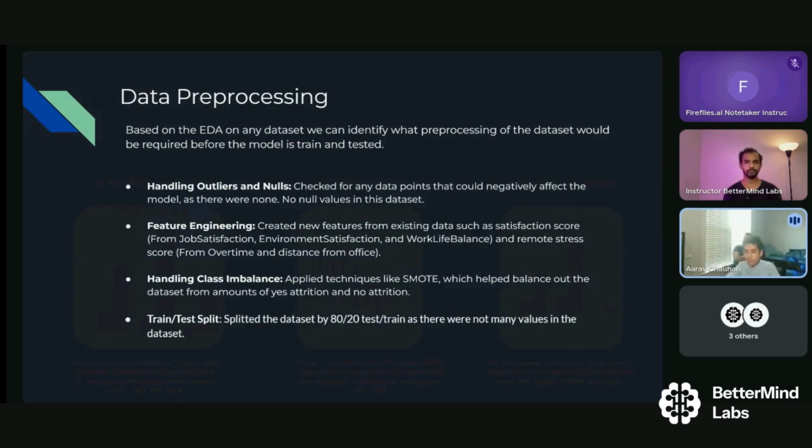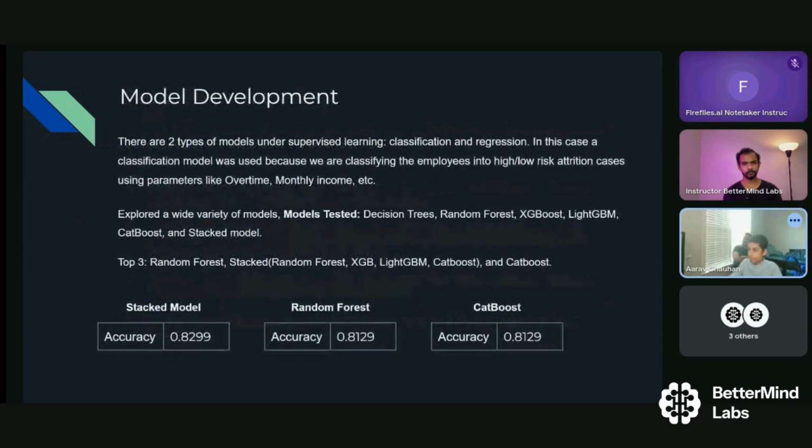Now let's move on to the model development. There are two types of models under supervised learning: classification and regression. In this case, a classification model was used because we are only classifying the employees into a high-low risk attrition case using parameters like overtime, monthly income, etc. For this, we explored decision tree, XGBoost, random forest, LightGBM, CatBoost, and a stack model.